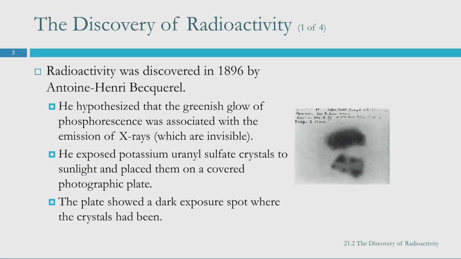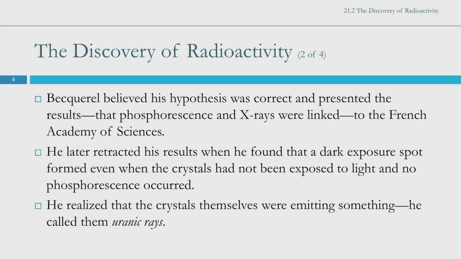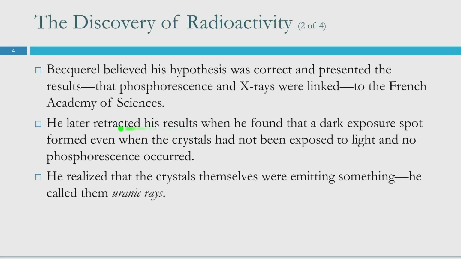And then he placed them on top of a photographic plate that had a cloth over the top of it to try to show that the X-rays were going through that cloth and into the photographic plate, and then causing it to develop this dark spot. As expected, there was a dark exposure spot where those crystals had been. However, he later retracted the results that he submitted to the French Academy of Science. He found a dark exposure spot even when they had not been exposed to light, and so no phosphorescence, no glow-in-the-dark effect was happening.